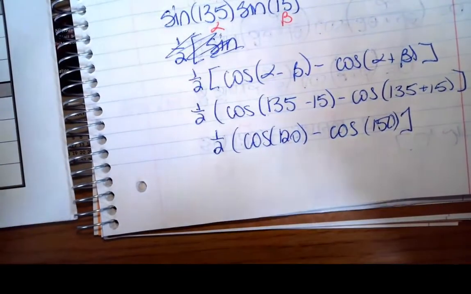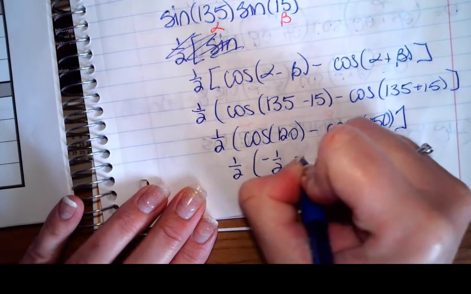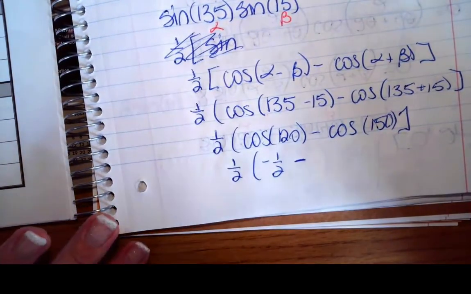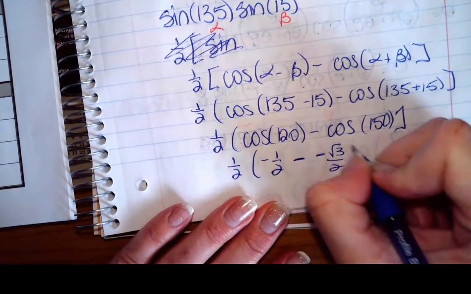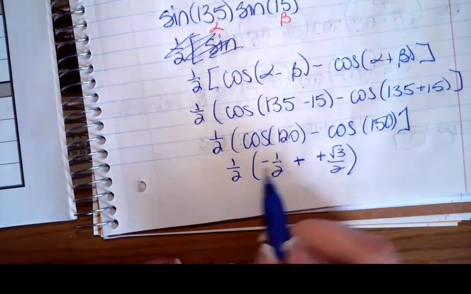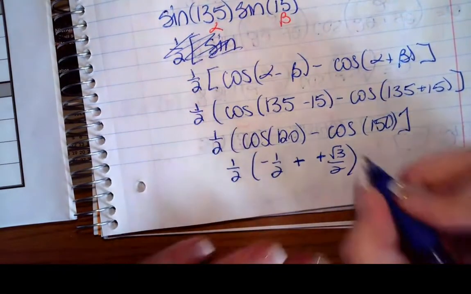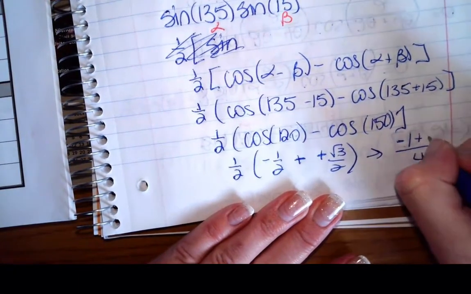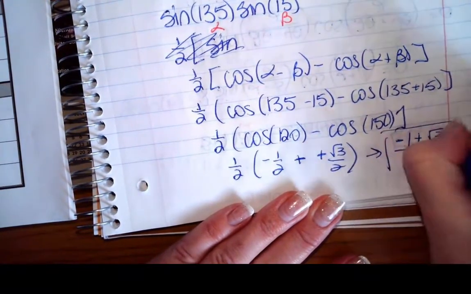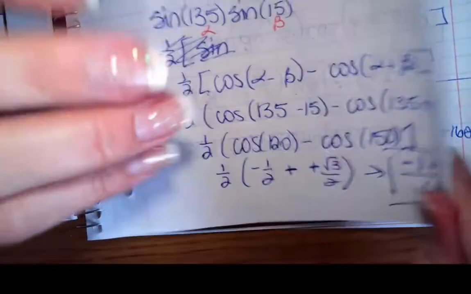So the cosine of 120 is going to be negative 1/2 minus the cosine of 150, which is going to be negative root 3 over 2. So that turns into plus positive. Your common denominator is 2, but we're going to multiply that by this 2, so we're going to get a 4. So we got negative 1 plus root 3 over 4. And those are your ratios. So let's do a couple more.